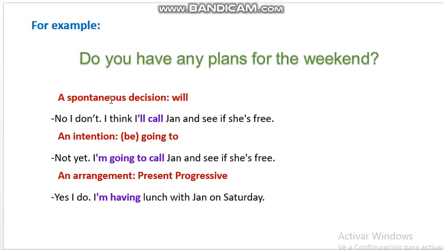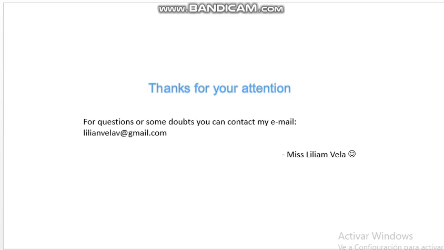As you can see, in this example, you have the three future forms, which are will, spontaneous decision, be going to, an intention, and present progressive, an arrangement. You use will, I will call. Be going to, I'm going to call. Present progressive, I'm having. Okay, I hope you understood this explanation.